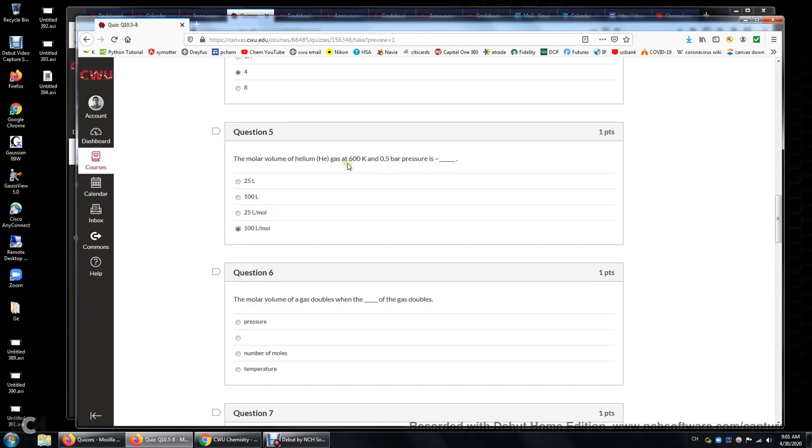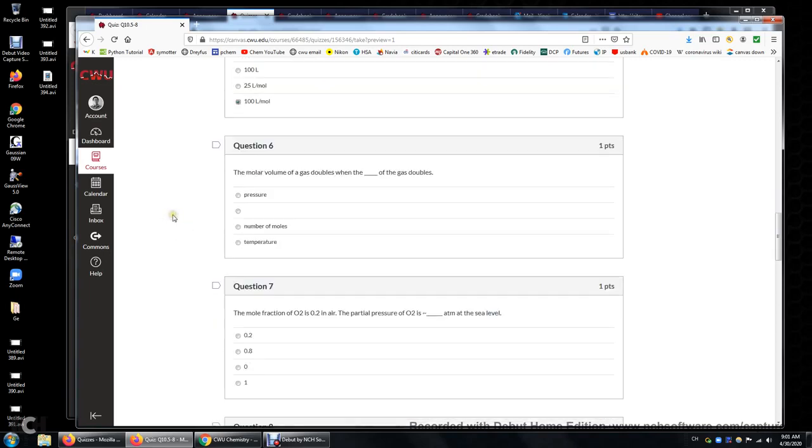So really it's just 8.3 times 600 divided by 50,000. The result is 0.1 cubic meter. Again, I used SI units for every single number, so the result must also be in SI units. The result is 0.1 cubic meter per mole. Therefore, it's 100 liters per mole. Again, 1 cubic meter is 1,000 liters.